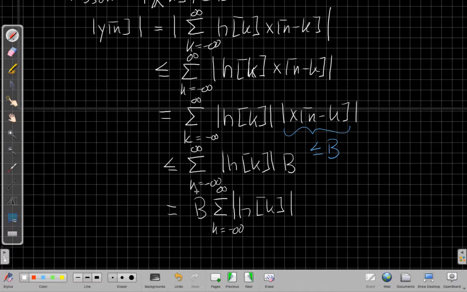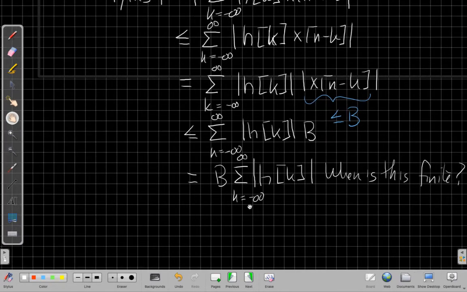Right? So we say, well, if I trace this back, I've got a chain of inequalities all going in the right direction. I'm saying the magnitude of y of n is always going to be less than B, which is the upper bound on the magnitude of the input, times the sum of the magnitudes of h of k. So when is this finite? That's what I need to know. As long as that sum of h of k's is finite, as it works out to some finite number, that means I now have my upper bound on the output, right?